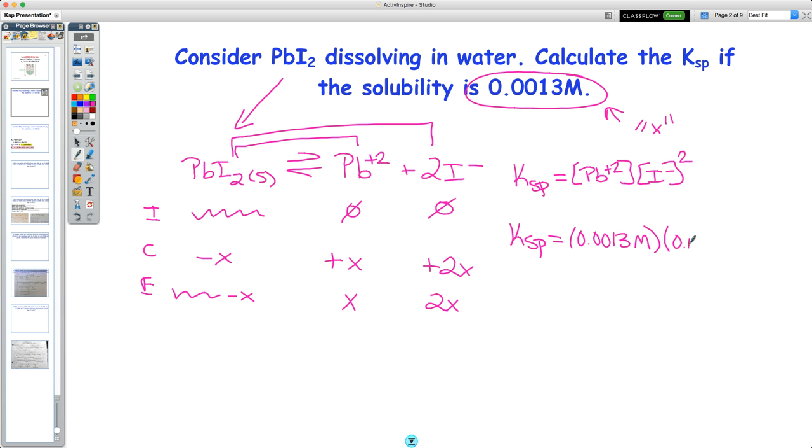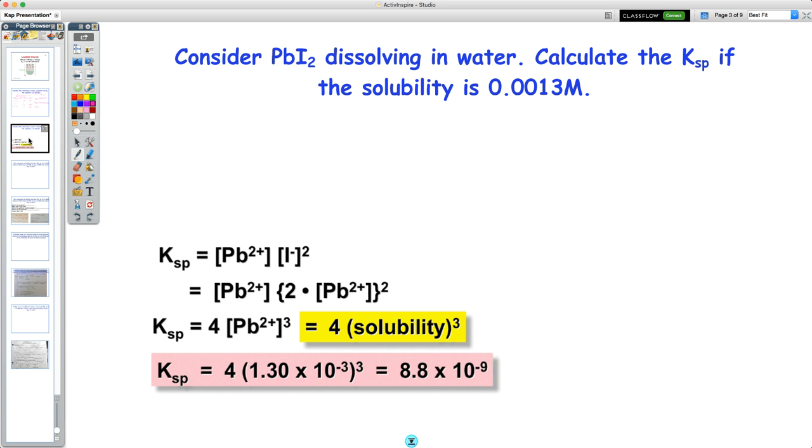0.0026 molar squared. Okay? We solve for our KSP, and then we'll get our answer for that one. And if you look here, we've got the answer for that one, which is 8.8 times 10 to the 9th, okay? So that's how you solve this first problem. And really the hardest part is just knowing what this term, this solubility term means, all right?